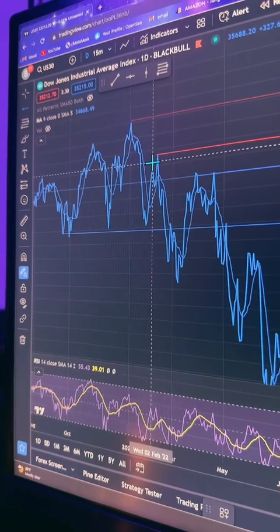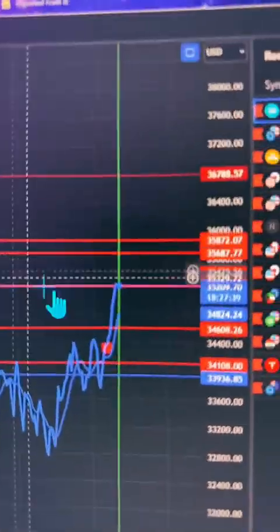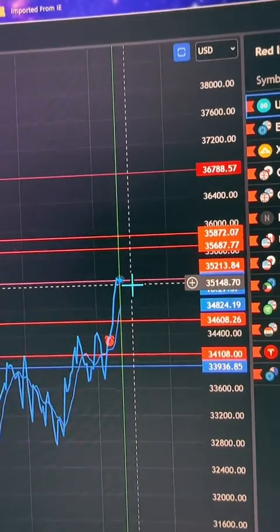Right here it looks small, but when you go down on the smaller chart, it's huge. All right, there we go. So why do I do this? All right, let's look at where price is right now. I'm looking for longs tomorrow.